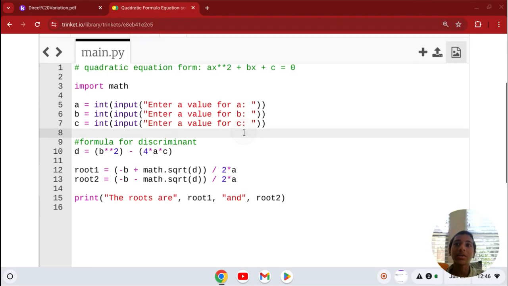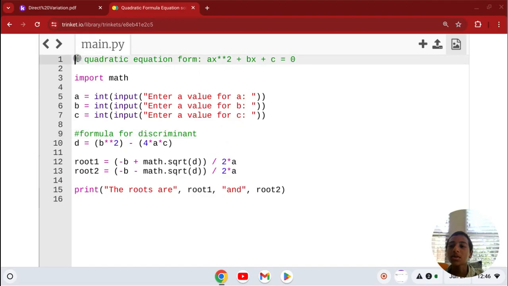Alright, here it is. Let's put a little hashtag first. The form is ax squared plus bx plus c is equal to 0. We're going to import math because we're going to be using square roots and stuff. So we've got to import math first. Now we're going to do a, b, and c. I put mine as an integer, but you don't even have to; you can put it as a float. Float of input, enter a value for a. Same thing, enter a value for b and c.